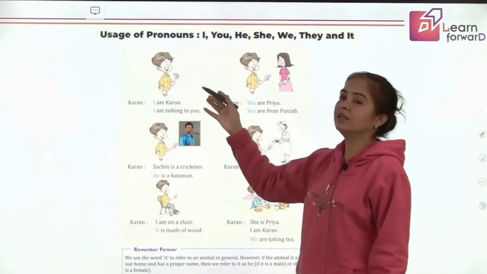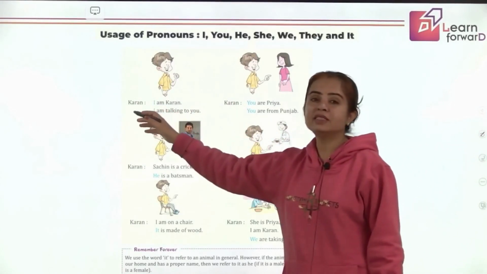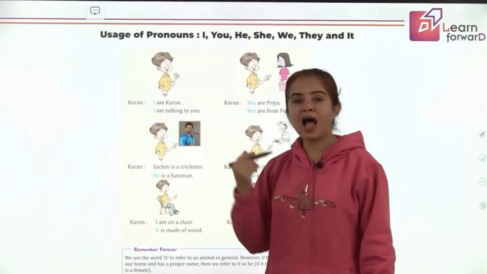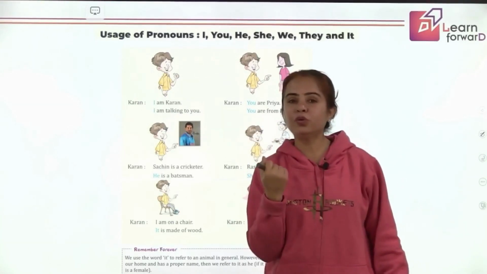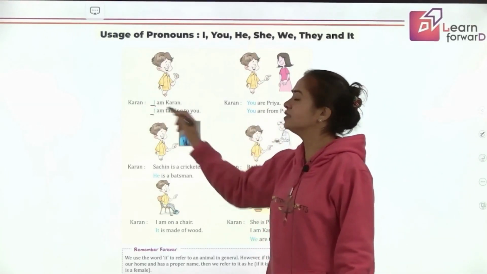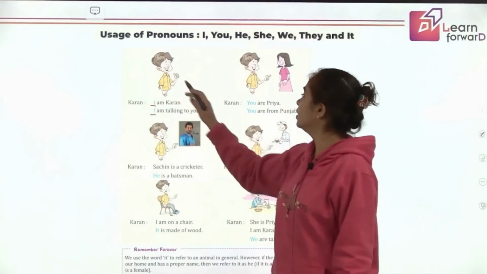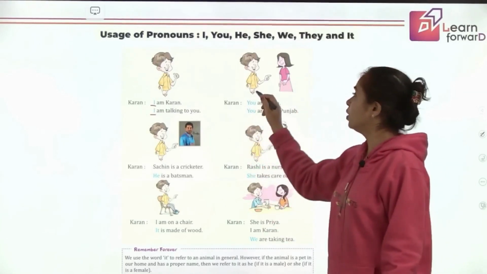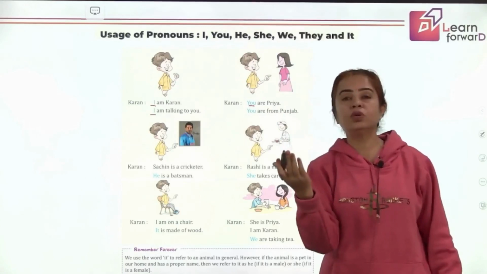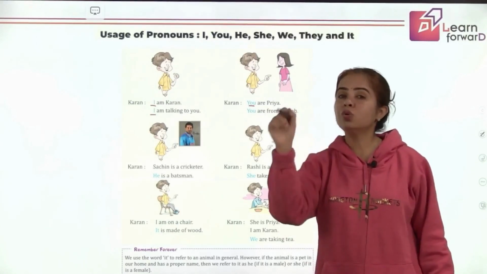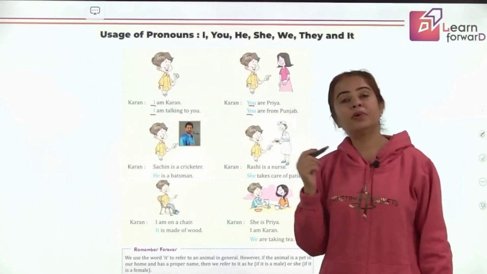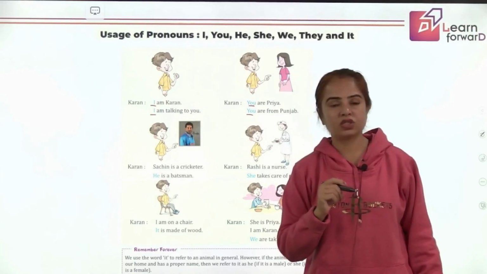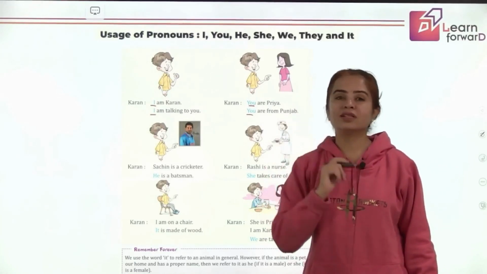Let's read here. There is a conversation. Karan is saying something. What is he saying? He's telling about himself. So he is speaking. He's saying, I am Karan. I'm talking to you. So I is the speaker here. And Karan is telling this girl, you are Priya. Because Karan is talking to the person who is listening, he is saying, you are Priya, you are from Punjab. So you is the person who is listening to our conversation. I is the speaker, you is the listener.